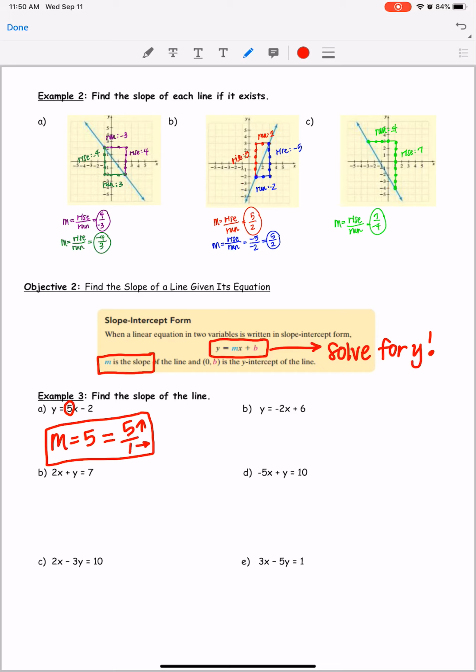B, same thing. Is this in your slope-intercept form? Has it been solved for y? Yes, it has. You have y equals, y is all by itself. So then your slope is whatever's in front of this x. So in this one, it is -2. So again, this is a perfect answer for what is the slope. It is -2. But let's start wrapping our brains around making fractions. So I know my rise, I know my run. So that means make this into a fraction by putting it over 1. So we got -2 over 1.